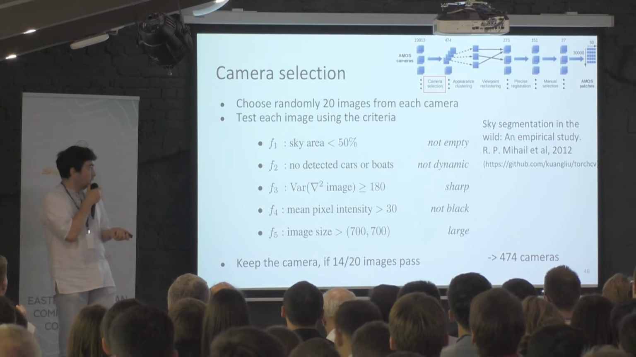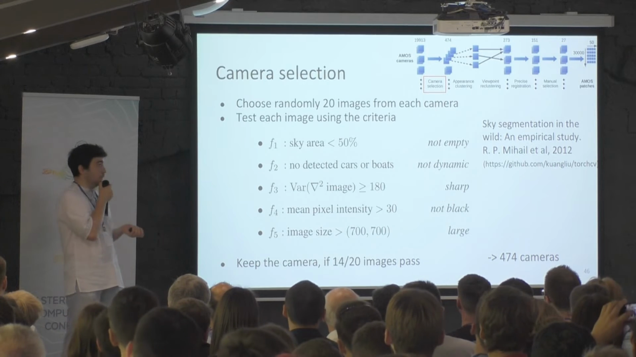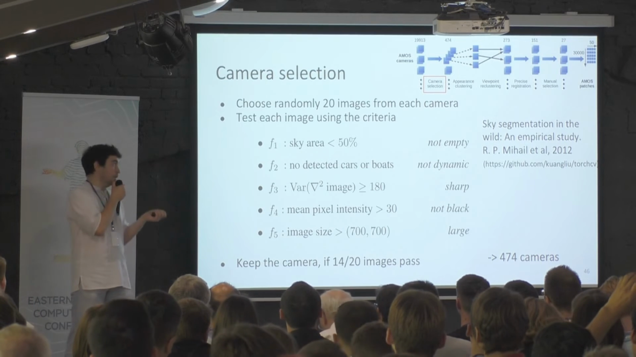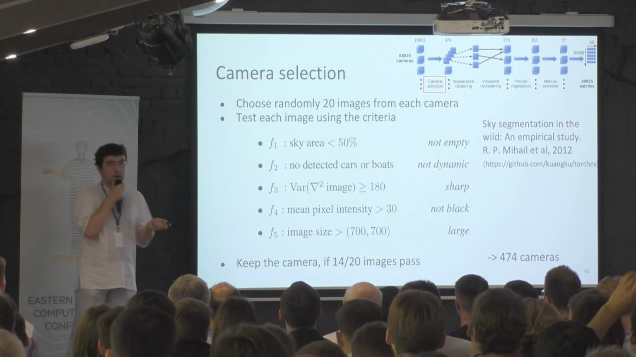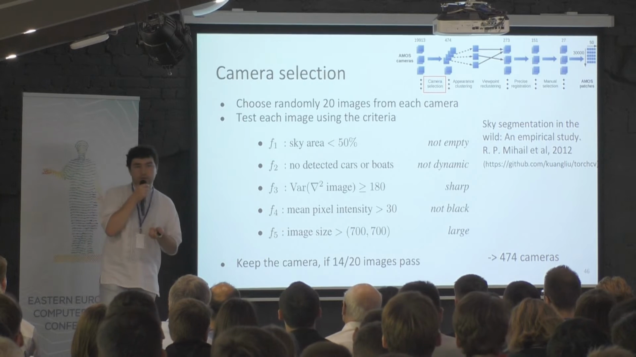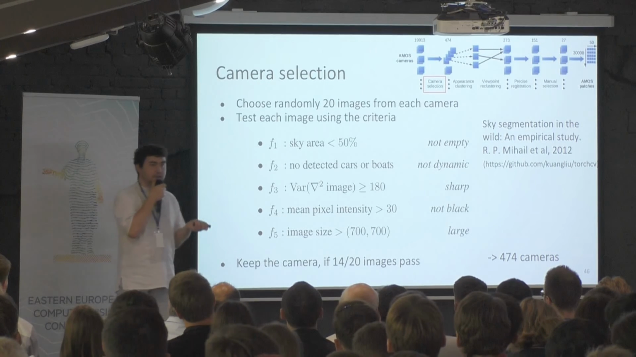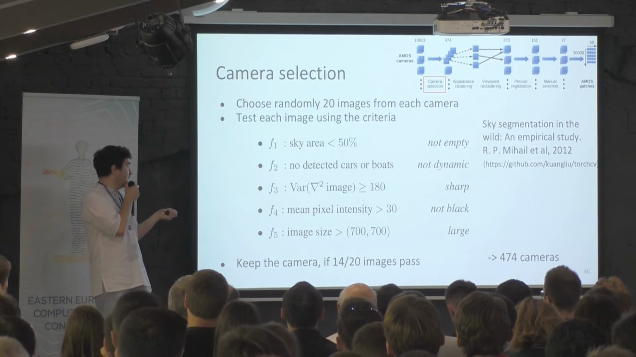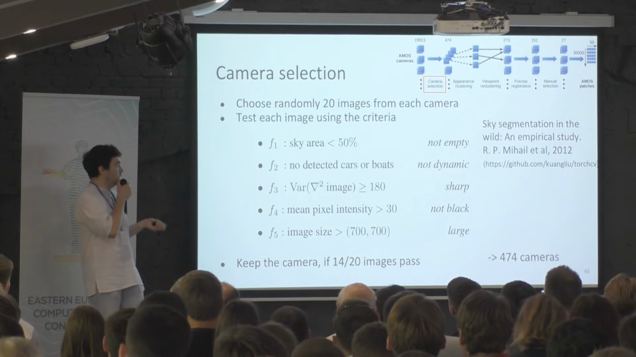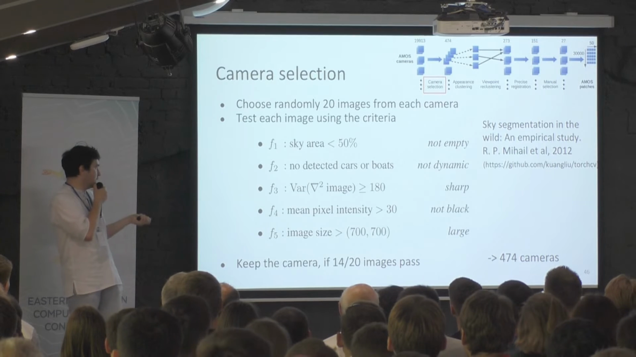First, we have a lot of simple empirical checks to reject cameras. We randomly draw 20 images and check if the sky area is small enough. For this, we just run an out-of-the-box sky detector. It was working quite well. Then we check that there are no cars or boats, again with an off-the-shelf detector, because if there are, it's a highly dynamic thing, and we don't want this.